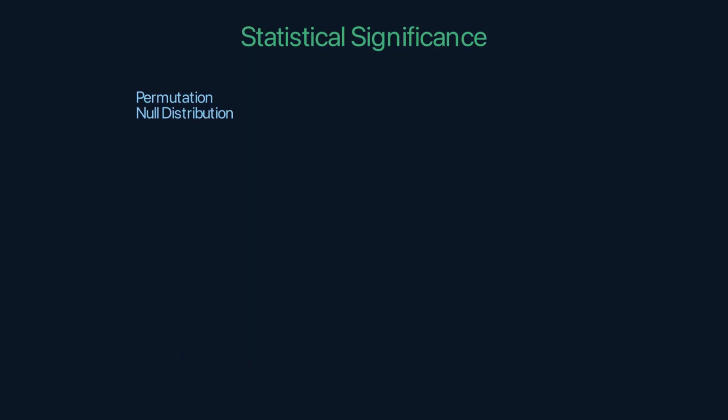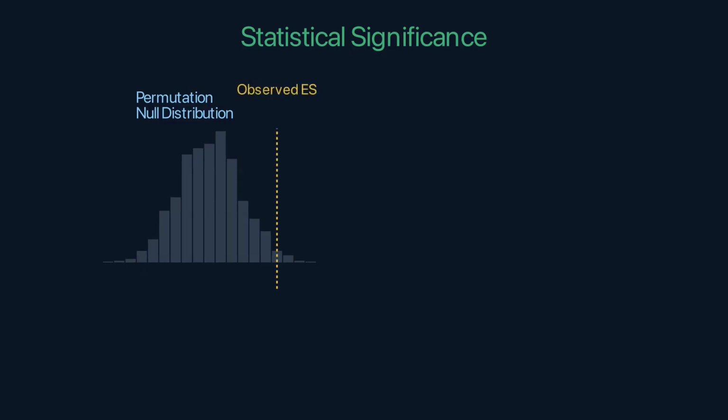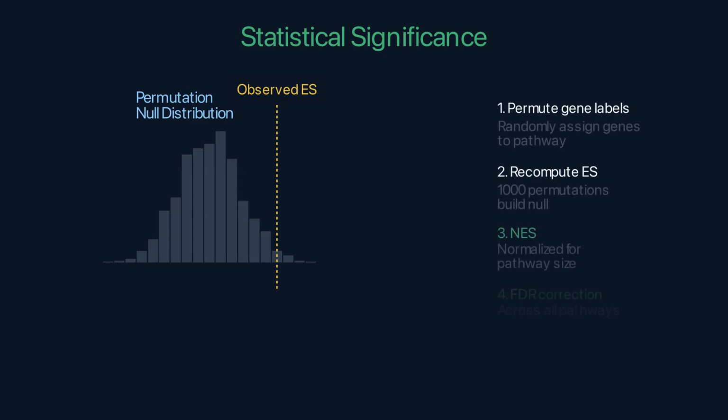Permute the gene labels, randomly assign genes to the pathway, and recompute the enrichment score. Repeat 1,000 times. The permutation distribution is the null expectation. The p-value is the fraction of permutations with enrichment scores as extreme as or more extreme than the observed.